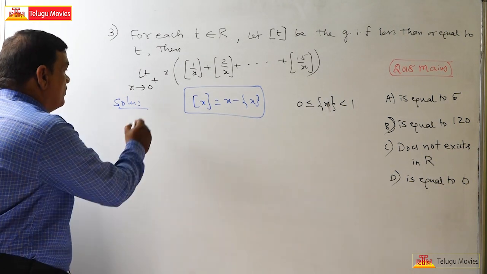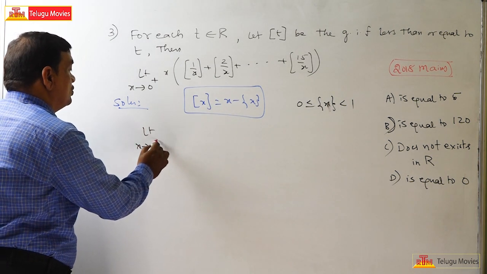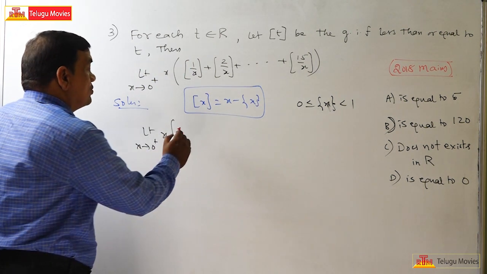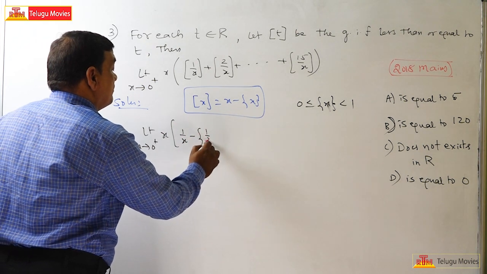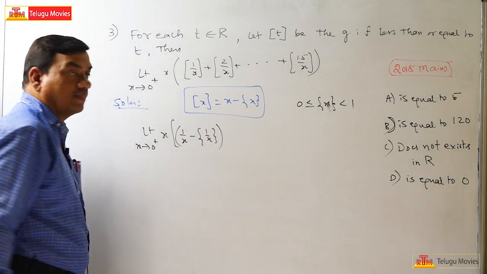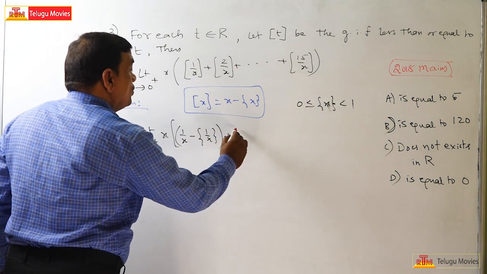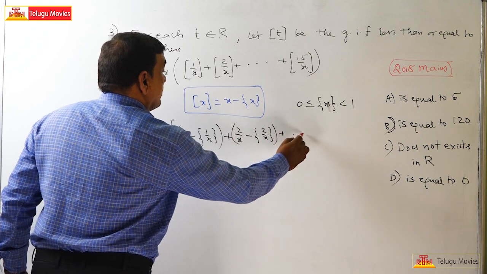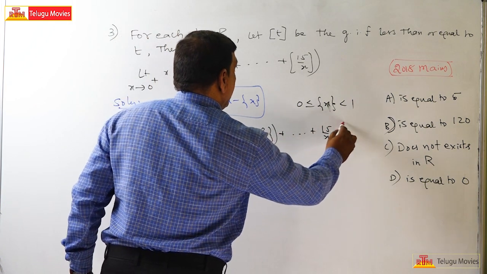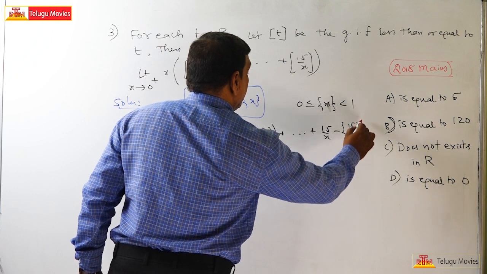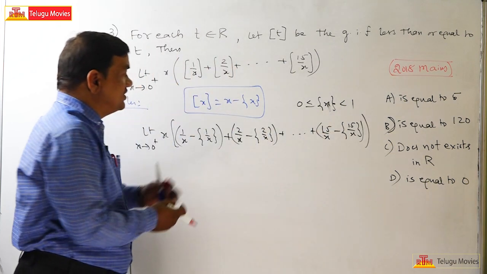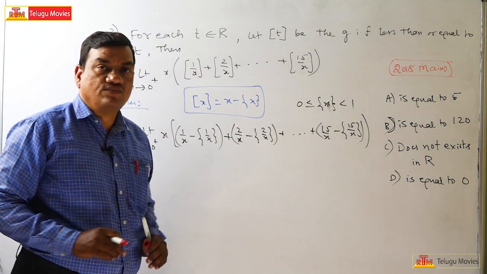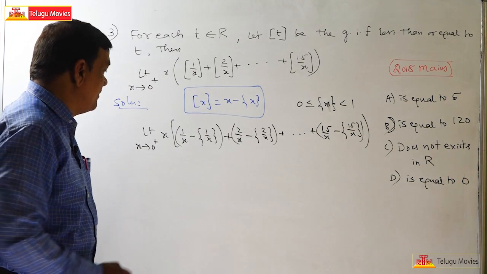Now coming to the problem. This is the limit as x tends to 0 plus of x into step of 1 by x, which means 1 by x minus fractional part of 1 by x, plus 2 by x minus fractional part of 2 by x, plus and so on, 15 by x minus fractional part of 15 by x. So by definition, the step function is avoided.